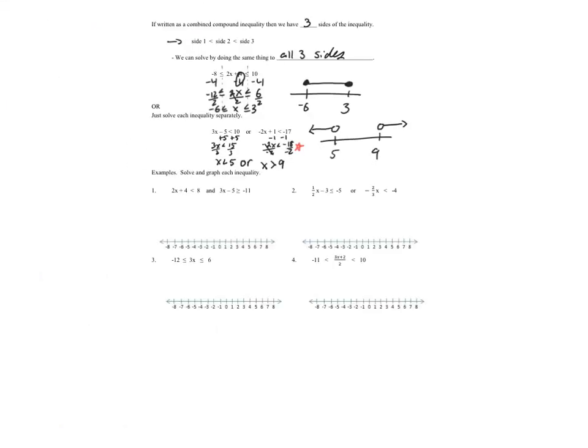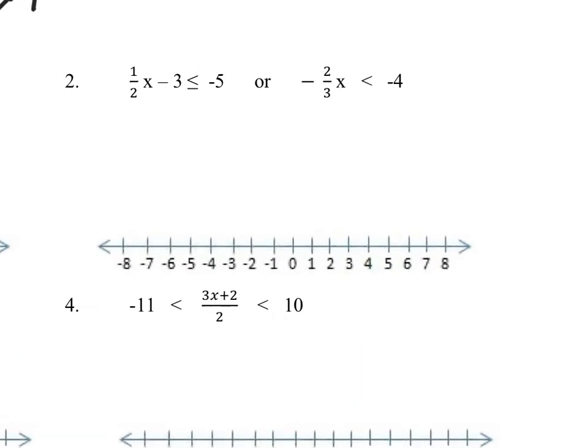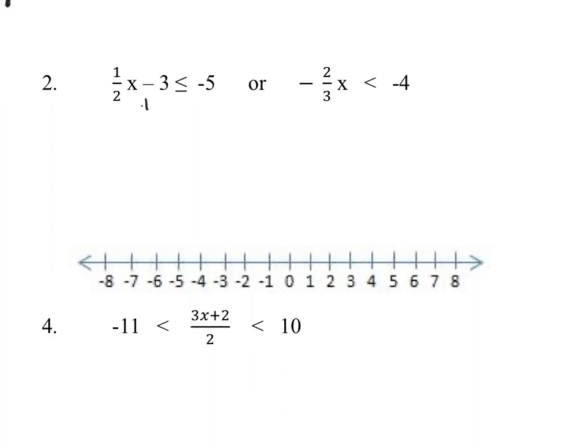So we can add 3 to both sides. You get 1/2 x is less than or equal to negative 2. You can divide by 1/2, or as I prefer, multiply both sides by the reciprocal. We get that x is less than or equal to negative 4.